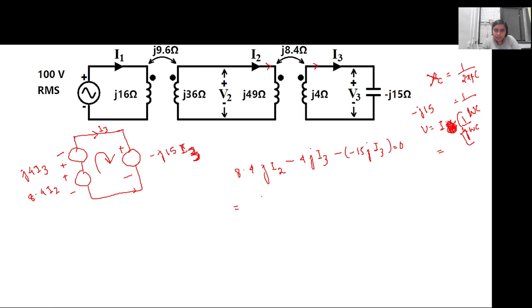So I2 is 8.4 jI2. You can get rid of the j also. So it is minus 4jI3 minus 15jI3.